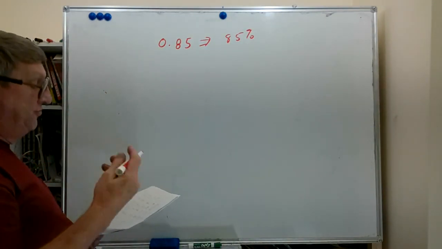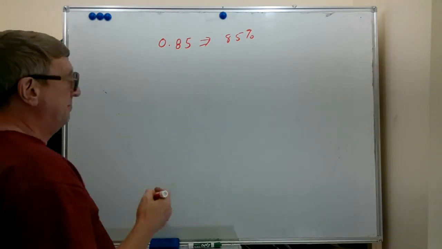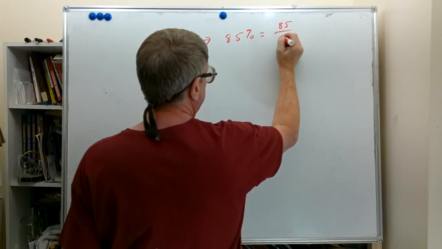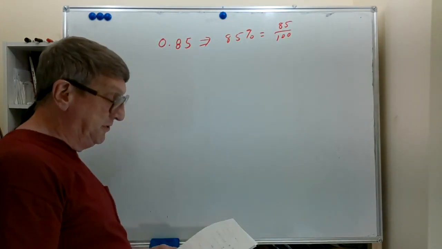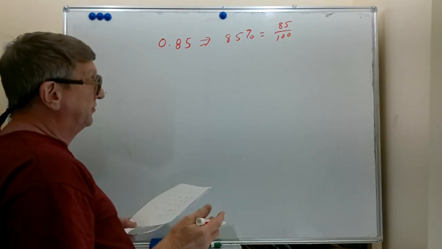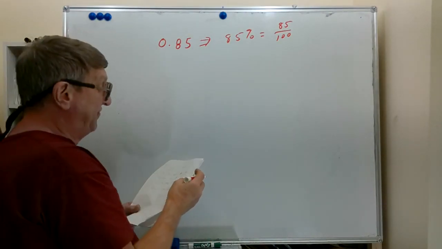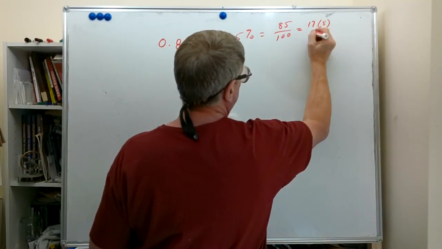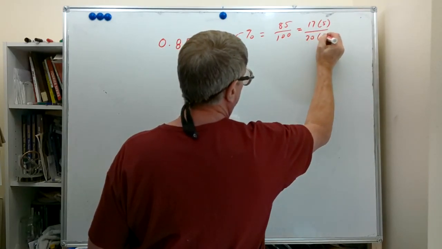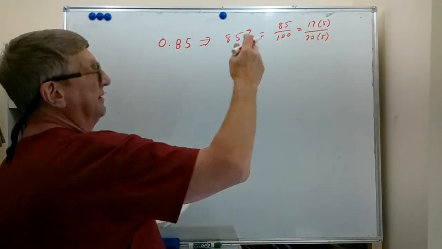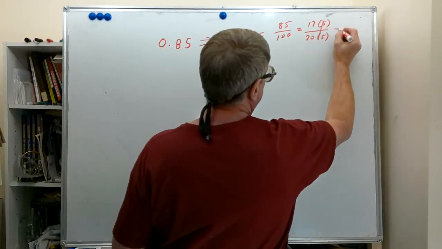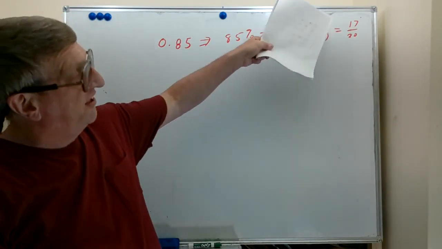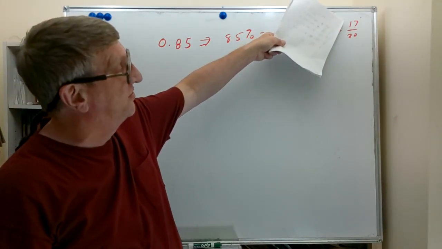Now if we want to make that into a fraction, well, percent means a denominator of 100, so we can just go 85 over 100. Of course, we like to reduce the fraction to lowest terms. Both of these have a factor of 5. So 85 is 17 times 5, and 100 is 20 times 5, which when we cancel out the 5s, we end up with 17 over 20, which is in lowest terms because 17 is prime. The only factors are 1 and 17.